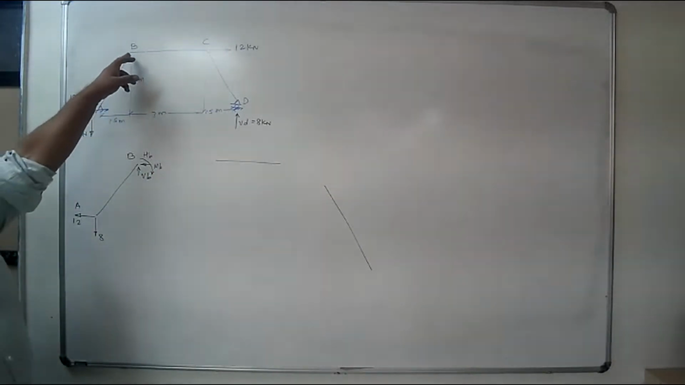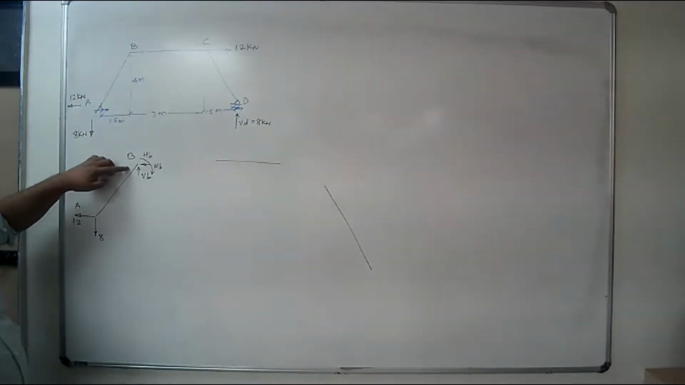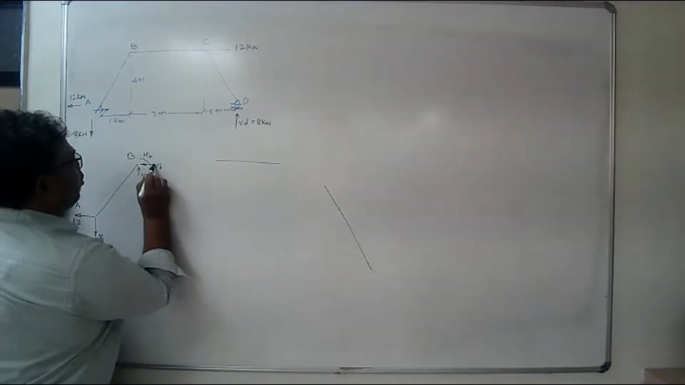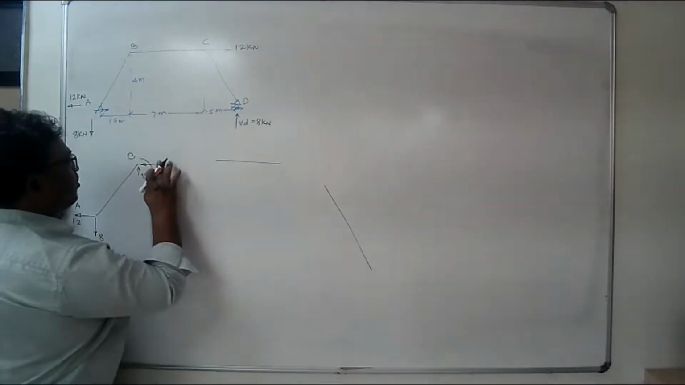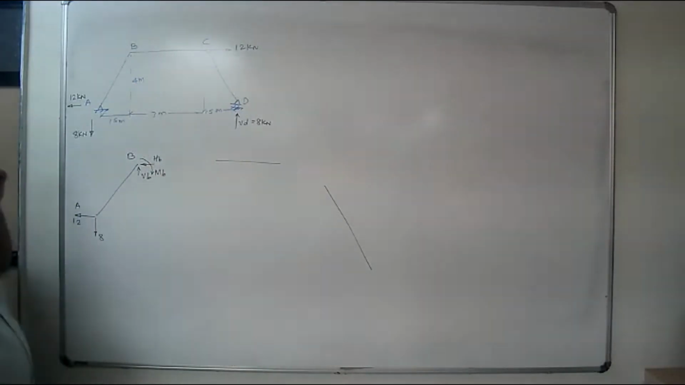Because this is a rigid joint. If I want to break the member there, then at the rigid joint, I have to introduce three reactions: vertical, horizontal, and a moment. So this moment is MB, and this horizontal is HB.